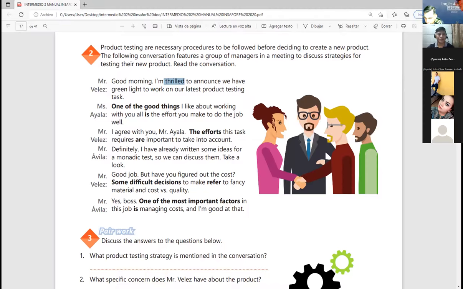Good morning. I'm thrilled to announce we have green light to work on our latest product testing task. Excellent. One of the good things I like about working with you all is the effort you make to do the job well. I agree with you, Mr. Ayala. The effort this task requires is important to take into account. Definitely. I have already written some ideas for a monadic test, so we can discuss them. Take a look. Good job, but have you figured out the cost? Some difficult decisions to make refer to funding, material, and cost versus quality. Yes, boss. One of the most important factors in this job is managing cost. I am good at that.